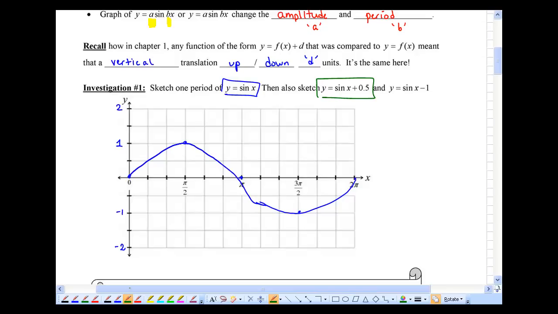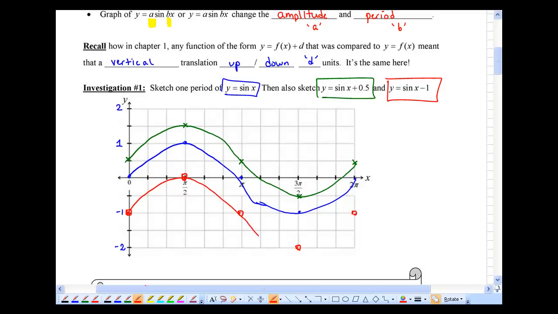The next one, y equals sine x plus 0.5. That means I just shift everything up 0.5. That's better. And then y equals sine x minus 1, that means I shift everything down 1 unit. Pretty straightforward, right? Okay, I hope your graphs look like mine.